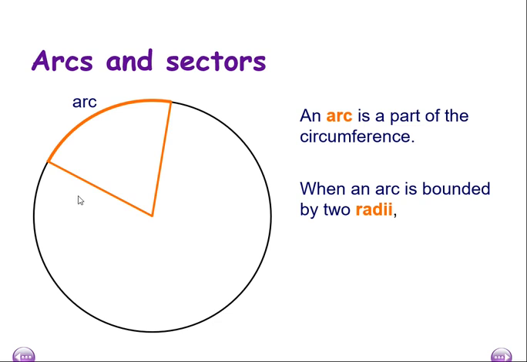Now, if you draw two radii, or a radius here and a radius there, they're bounded by an arc. This makes something called a sector, which you can see is shaded in. Now, what we're going to do today is learn how to work out the length of an arc.